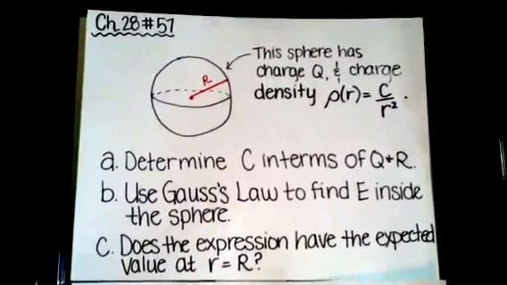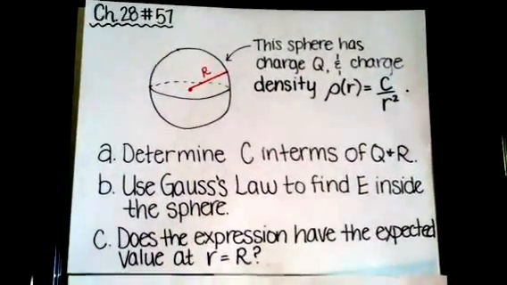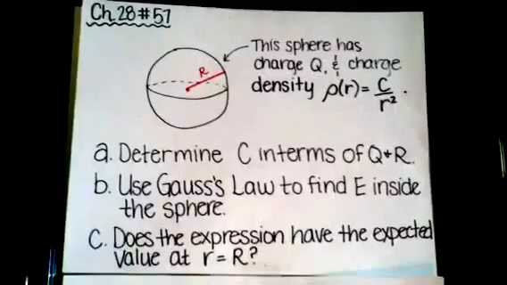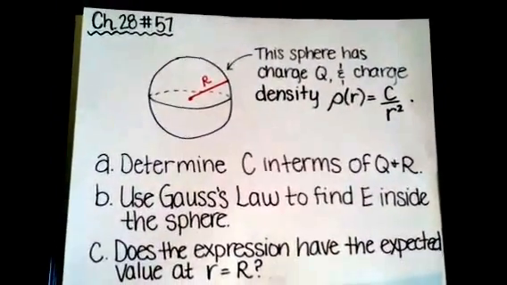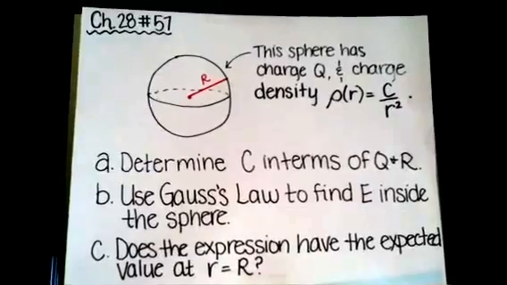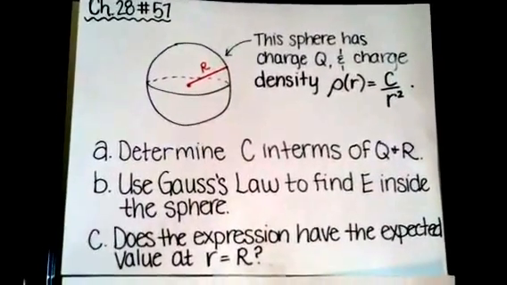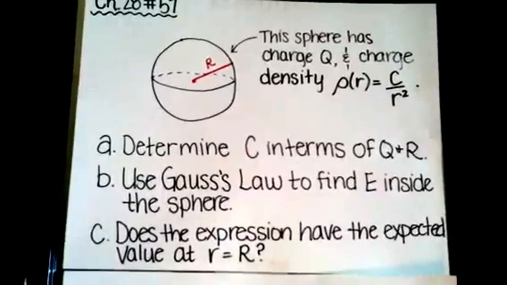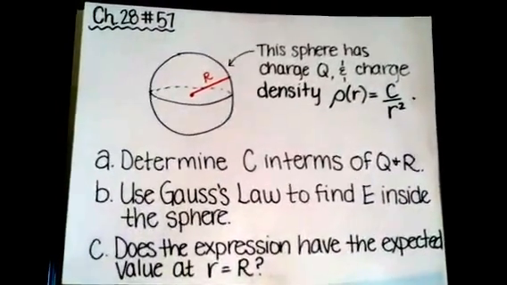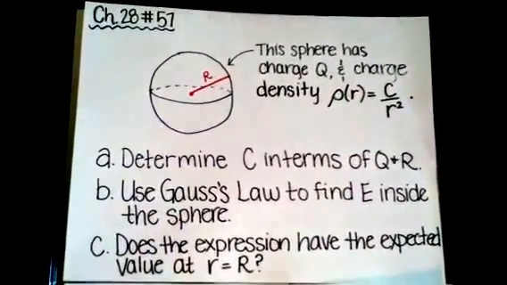This video is the solution to number 57 in chapter 28. The problem gives us this sphere with radius R, charge Q, and charge density rho as a function of r equal to C, which is some constant, over r squared. First, we're asked to determine C in terms of Q and R.